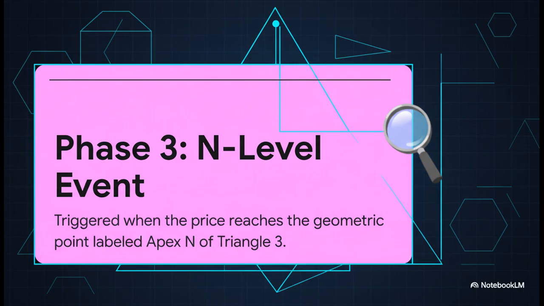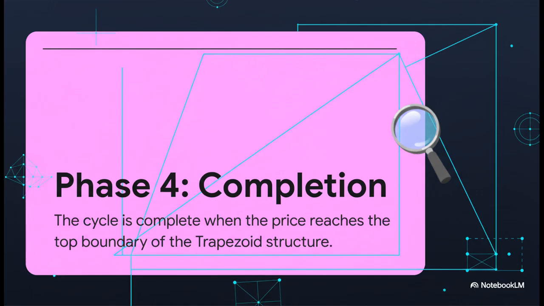Next on the path is Phase 3, known as the end-level event. Just like before, this phase gets triggered when the price hits a specific geometric point. In this case, it's the point labeled apex N of triangle 3. And that brings us to the finish line, Phase 4. This is what marks the completion of the entire cycle. It's triggered simply when the price reaches the top boundary of that trapezoid structure. Once that happens, this specific cycle is officially documented as complete.